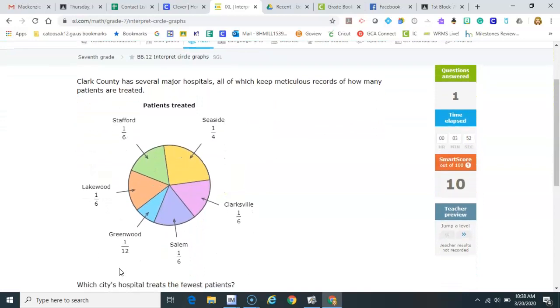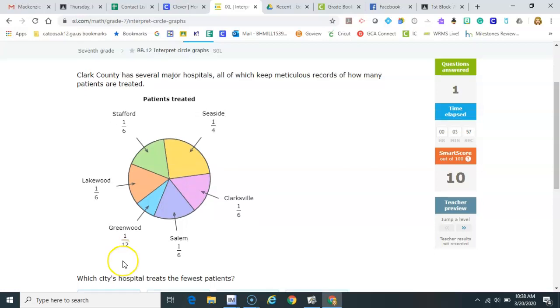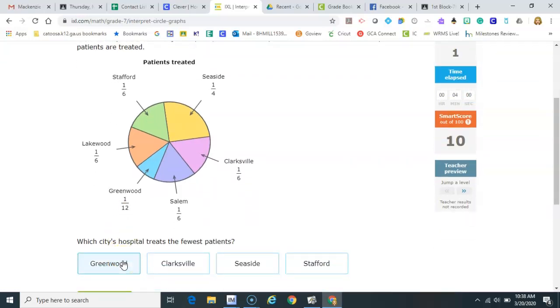Clark County has several major hospitals, all of which keep meticulous records of how many patients are treated. Which city's hospital treats the fewest patients? So again, we're looking for the smallest pie wedge. This one seems a little bit more difficult because it's fractions instead of percents. But if I'm just looking at the pie wedge, this blue piece is the smallest. And 1/12, if you think about fractions, 1/12 is the smallest.